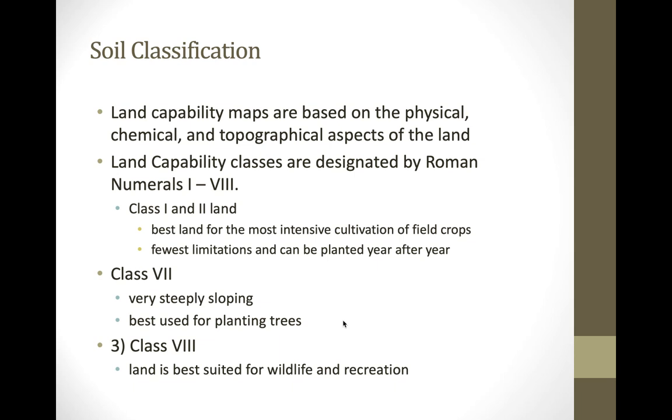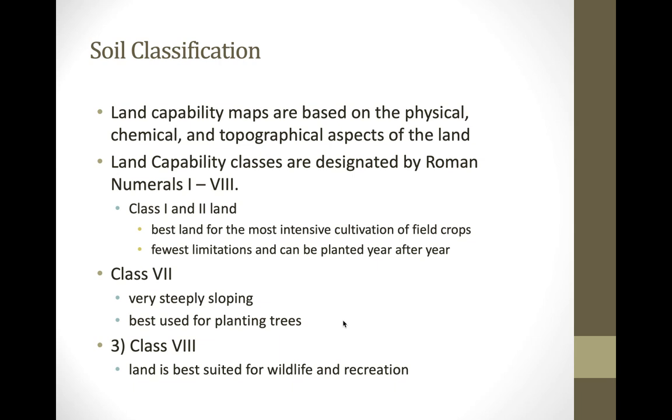And typically the difference between a class 1 and a class 2 might have a little bit to do with slope, or it might have a little bit to do with how well drained it is, but it's still a good soil. As you get further down towards 7 and 8, you kind of get to the point where you're having to look at what you can actually do with those particular types of soils.